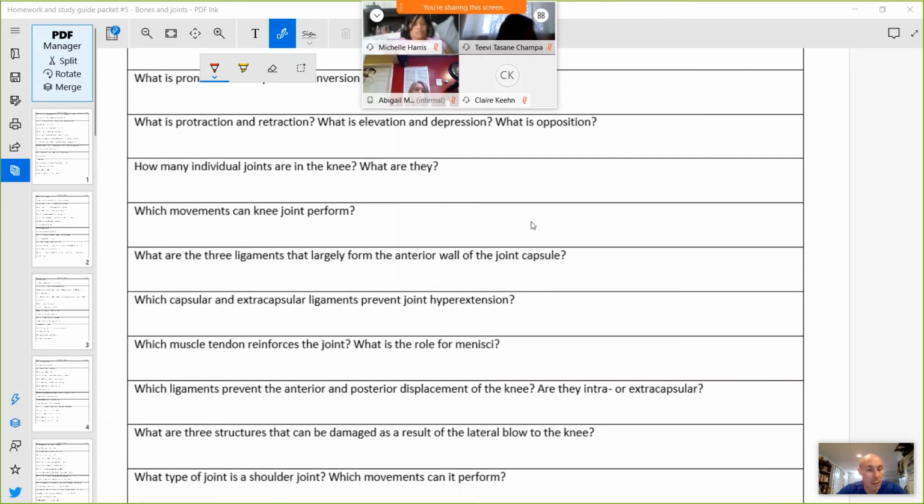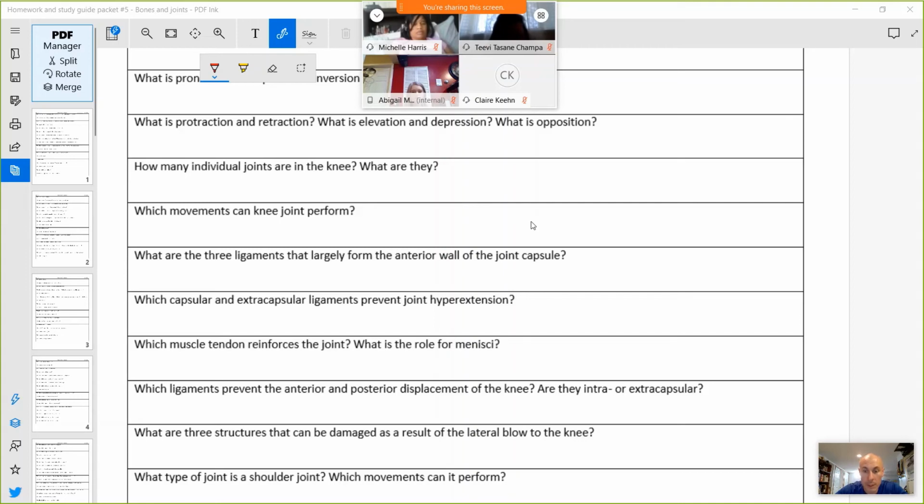Joint hyperextension is prevented by tibial collateral, fibular collateral, oblique and arcuate popliteal. Muscle tendon reinforces the joint. You can tell me that tendons of the quadriceps muscles and hamstrings reinforce the knee joint. Menisci improve the fit between the femur and the tibia, and reduce wear and tear. But for anterior posterior displacement of the knee, anterior cruciate and posterior cruciate, they are intracapsular.